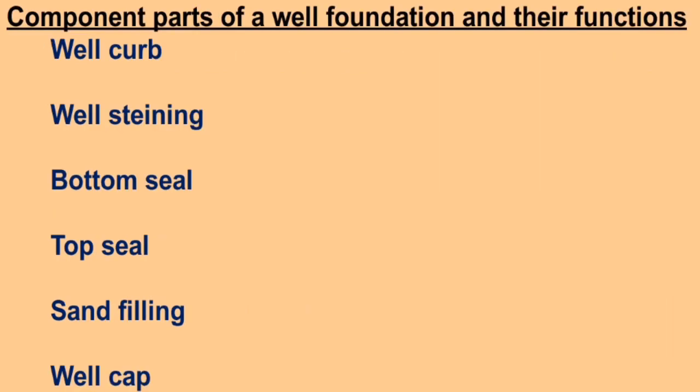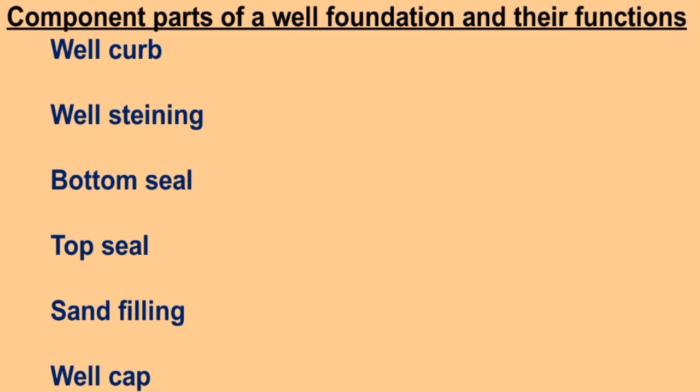Now, let us discuss the component parts of a well foundation and their functions. First one, well curb. The structural member which supports the steining and transfers the load of the well to the soil below after completion of the well foundation is called well curb or simply curb. The function of a well curb is to provide support to the well steining and to transfer the load of the well to the soil by supporting the structure on completion of the well foundation.